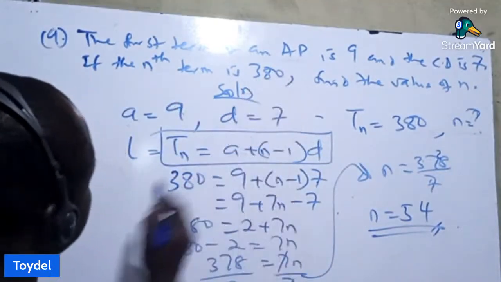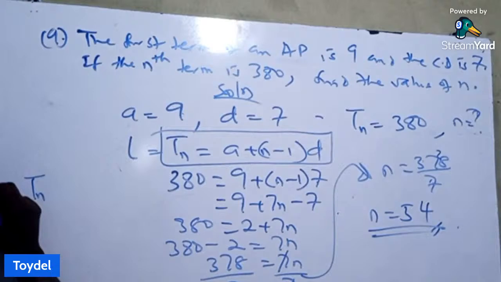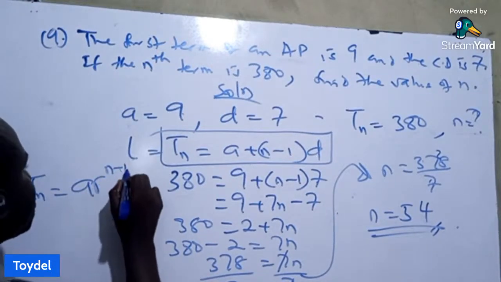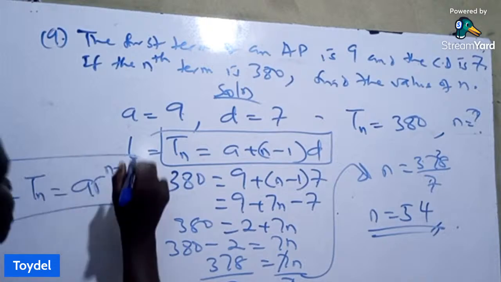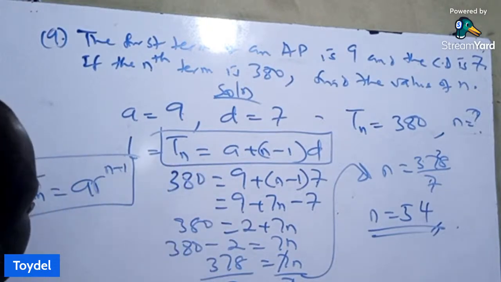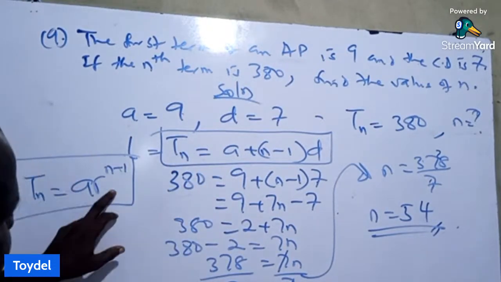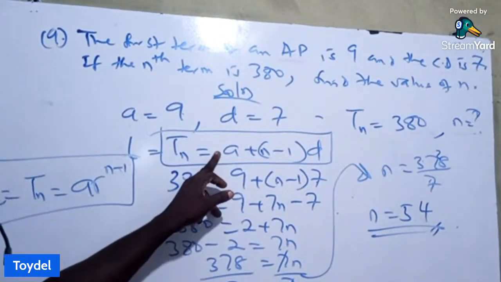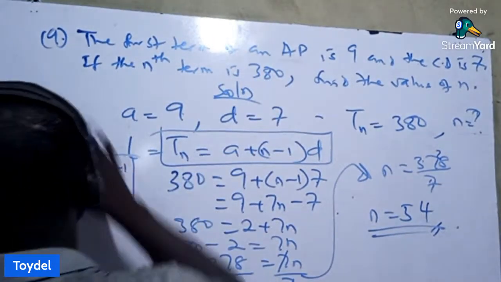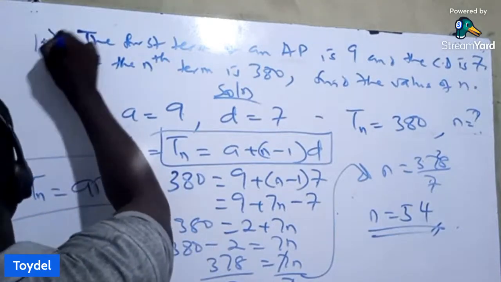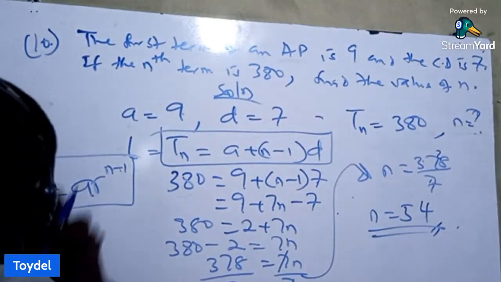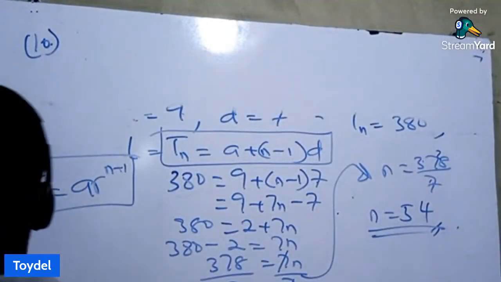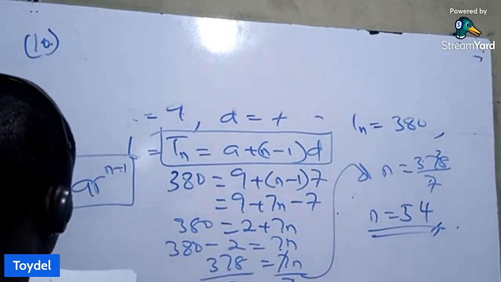So if this is GP, the Tn, the last term or the nth term of a geometric progression, is given as a r to the power of (n minus 1). So if this question is a geometric progression, this is the formula to find the last term or nth term of a GP. But because the question is under AP, linear sequence, the earlier formula is the one to use. So if you want to know more about AP and GP, just go ahead and watch the video on AP and GP. Okay, that's that about that.